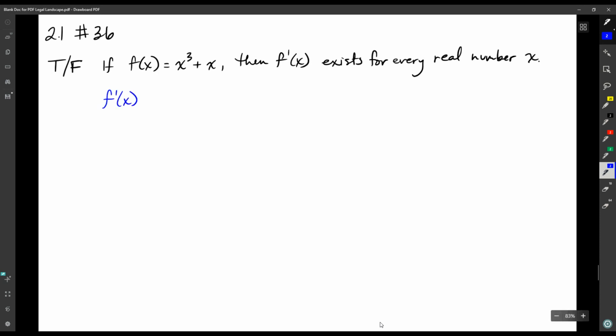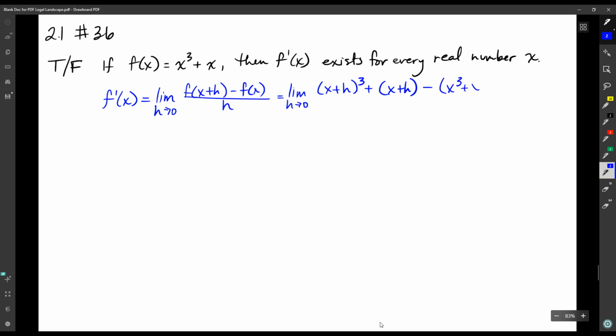We might as well try to find the derivative, and maybe the derivative will tell us about whether it should exist for every real number x. So we know f prime is defined as a limit as h approaches 0 of f of x plus h minus f of x all over h. So in this case, that's going to be the limit as h approaches 0 of x plus h quantity cubed plus x plus h minus f of x, so minus the entire function x cubed plus x, and this is all over h. So let's expand and see where that takes us.